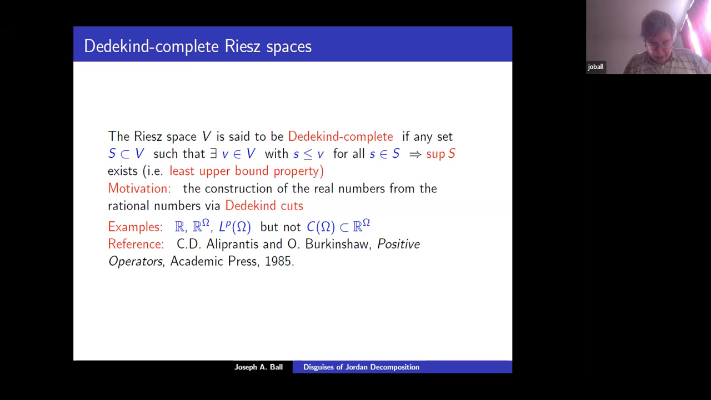So which spaces are Dedekind complete? Well, everything we had before except continuous functions. The continuous functions are contained in real-valued functions on the set omega, where omega is now a topological space. If it's bounded above, there's a least upper bound in R^omega, but that element of R^omega may not be continuous. So C(omega) is a nice space, but it fails to be Dedekind complete with respect to the natural order.